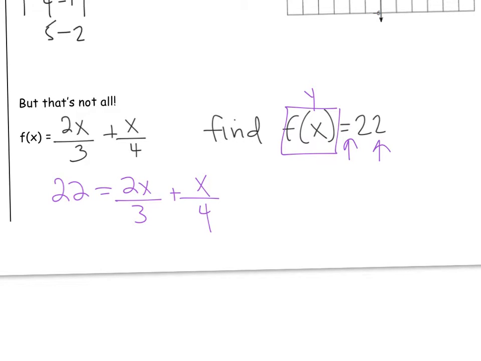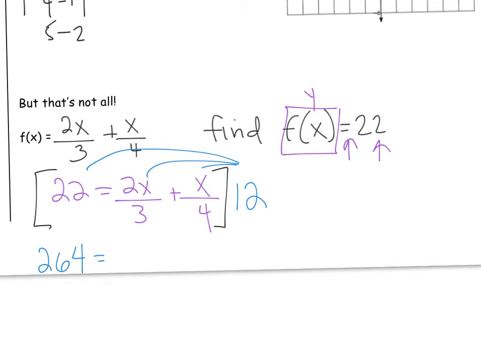First thing I want to do here is clear the fractions, and I'm going to clear those fractions by multiplying by a common denominator of 12. That will help cancel these fractions out. That gives us 264 is equal to 8x plus 3x, because 12 canceled with the 3 to make a 4. 4 times 2 is 8, and 12 reduced with the 4 to get a 3, multiplied with the x to get 3x, and we have to multiply 22 by 12.